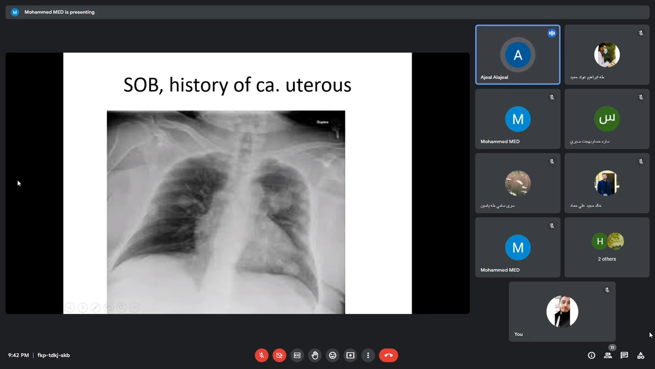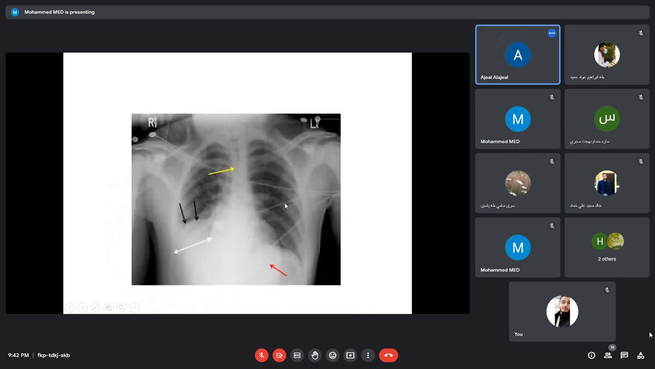This is a lady with the history of carcinoma of the uterus. She presented with shortness of breath. Here you can see on both sides multiple lesions. Yes, this is on the right and on the left. These are metastases. They are non-infiltrative. They look rather well demarcated, so they are secondaries in the lung. Yes. Next slide, please.